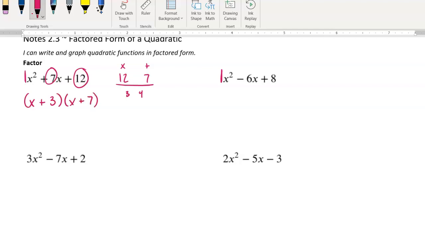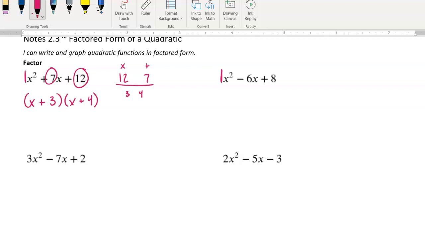We're not saying that 3 and 4 are zeros. We're saying that those are the factors of 12 that would add up to be 7. So now if we wanted to find our zeros, there's something that we would do, which we'll talk about in our next video tomorrow. But this would be the factored form.